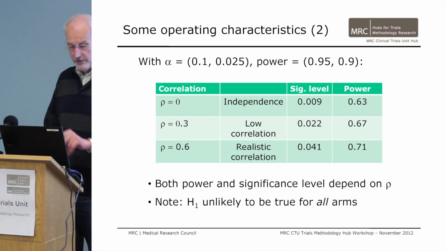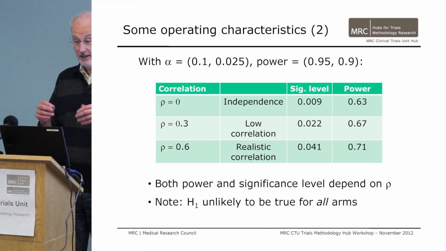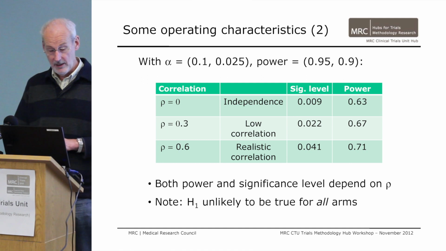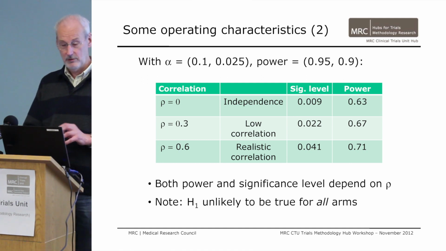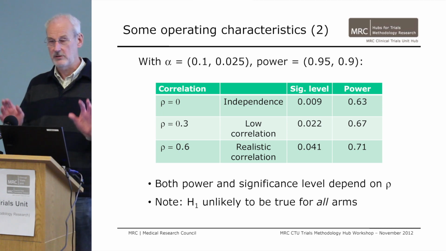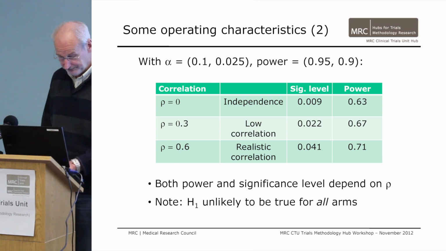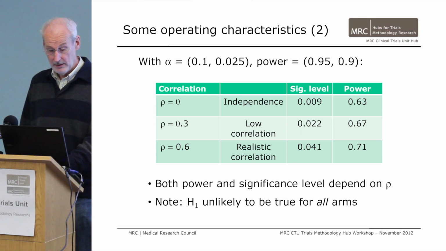Just one note I must have made on here: the alternative hypothesis that the arm is effective with a hazard ratio of, whatever, 0.75, it's unlikely that will actually be true for all the arms, in fact. So this situation is very much an extreme case. But it gives you some feeling.